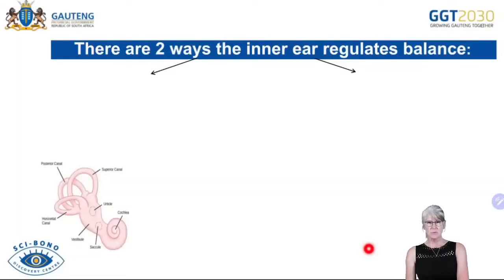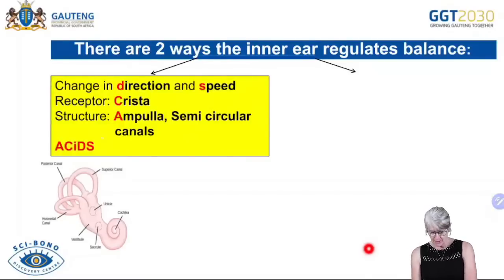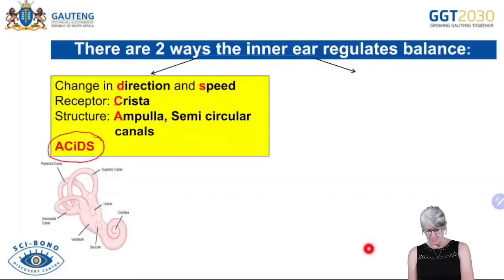So the two ways in which the inner ear regulates balance, and again we've done a little bit of a mnemonic for you. We use the word ACIDS, and basically ACIDS means in the ampulla of the semicircular canals, the cristae are stimulated by direction and speed. Okay, so as soon as I'm changing direction, or I'm running or walking slower, they are sensitive to that. So it's the ampullae in the semicircular canals which have the cristae, and they are sensitive to direction and speed, and they then maintain balance in that way.